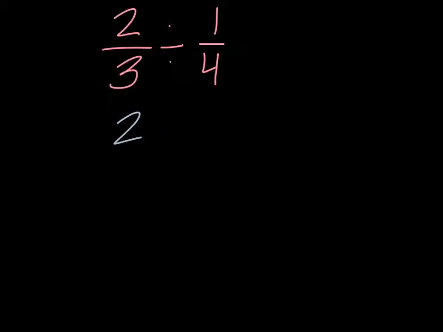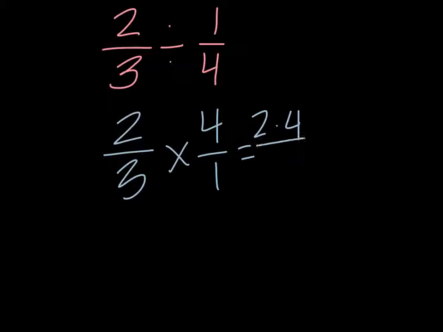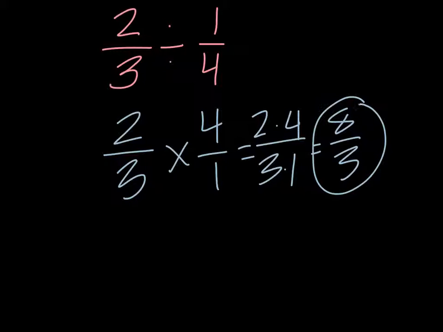So we're going to keep the first fraction the same, change to multiplication, flip the second fraction. And then we multiply the top numbers, multiply the bottom numbers, so we would get 8/3, and we can leave our answer like that.